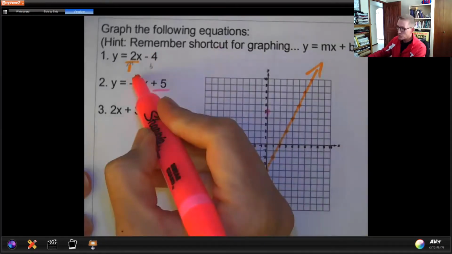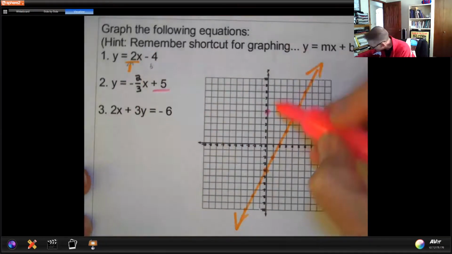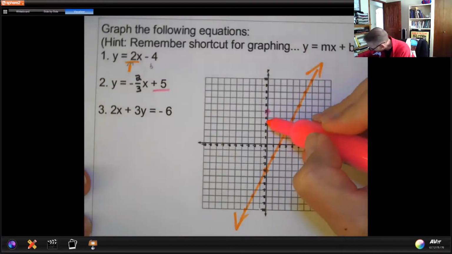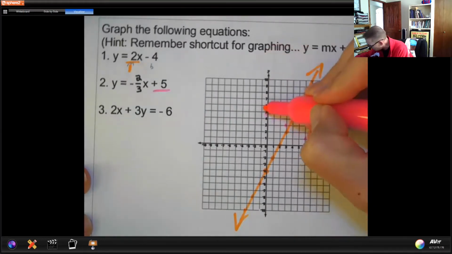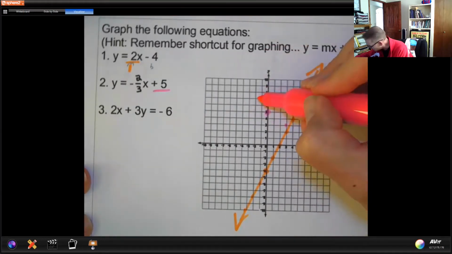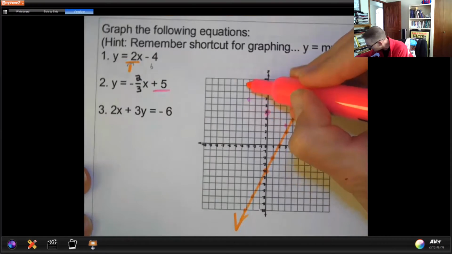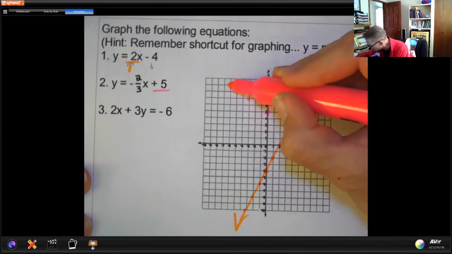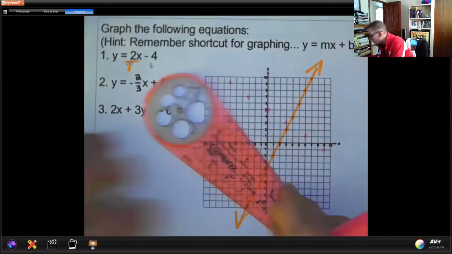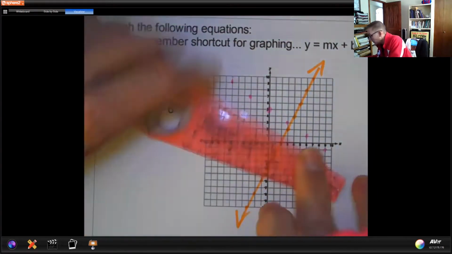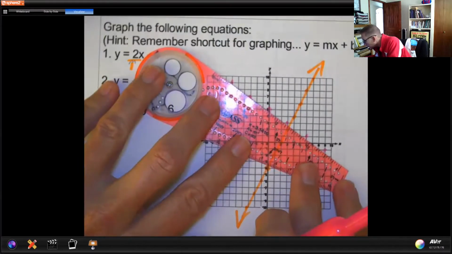So that's going to make this rise -2. I'm going to go down 2, and then I'm going to run 3. 1, 2, 3. Down 2, run 3. Now let's go the other direction. Let's go up 2, and let's go backwards. 1, 2, 3. Up 2, backwards. Remember, you can take that slope pattern and use it in both directions. I'm going to go ahead and draw my line here.